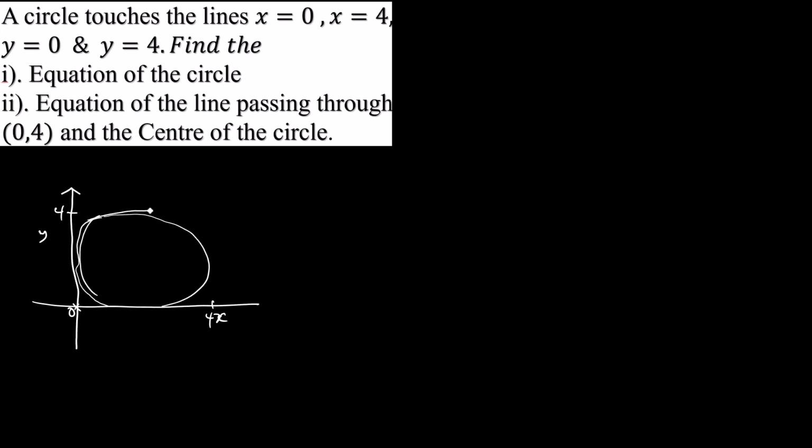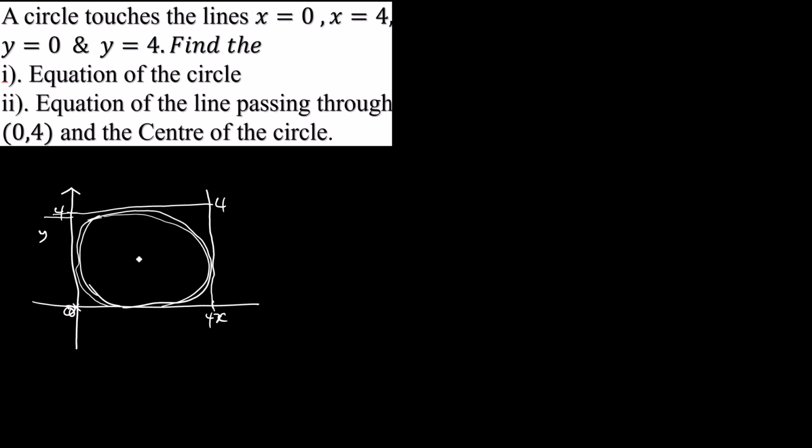It's not drawn to scale, so let me measure this side. From this side to this side is 4. So this side too is that. Now the measurements are equal.